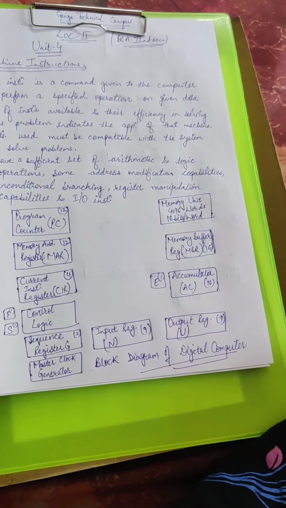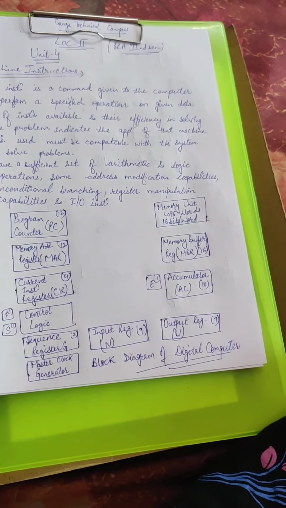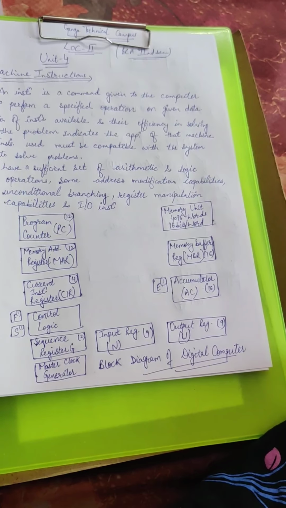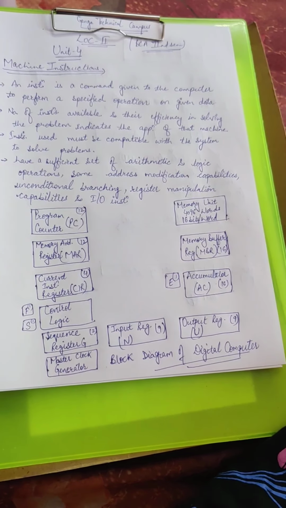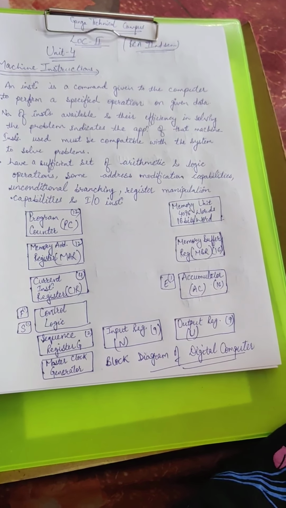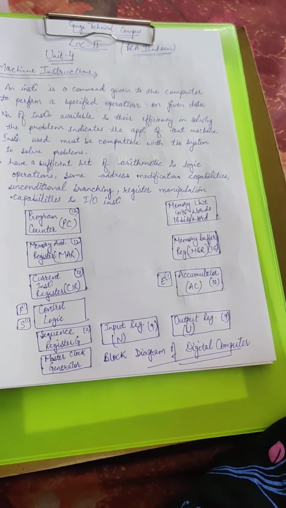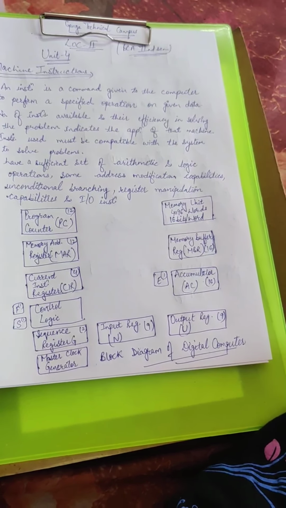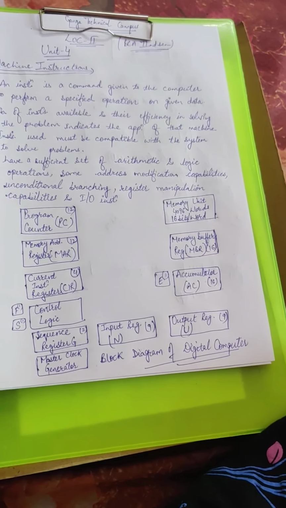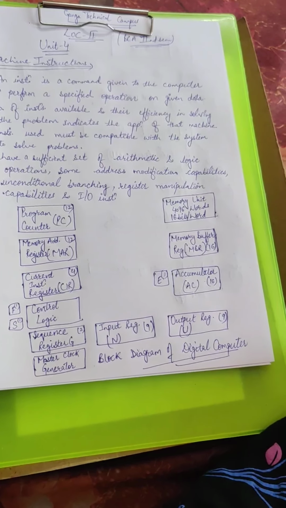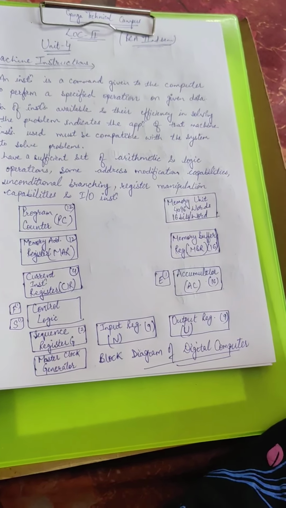So number of instructions available and their efficiency to solve different problems in different ways, that all depends on the machine which we are using. And instructions that we are using must be compatible with our system, so that they can solve our problems. There are different types of instructions, for different operations to be performed like arithmetic, logical, some related to memory, input-output devices, or you can say registers also.